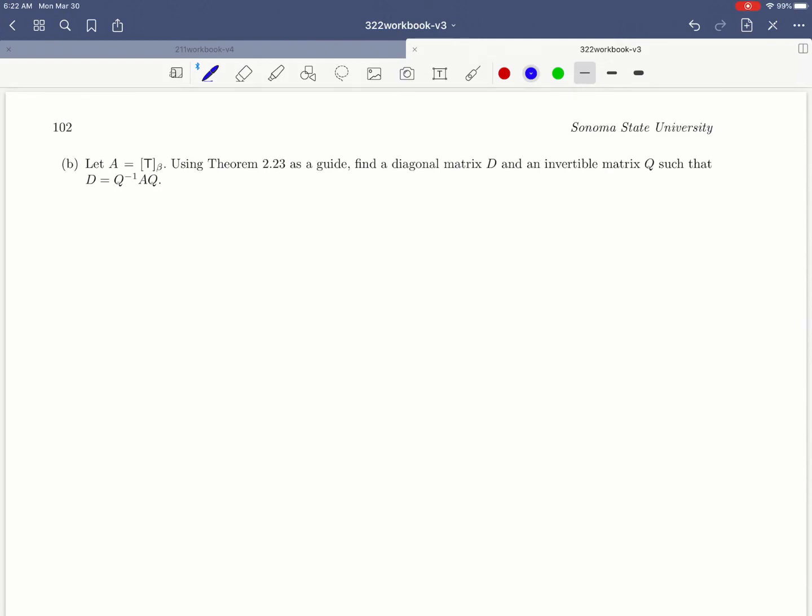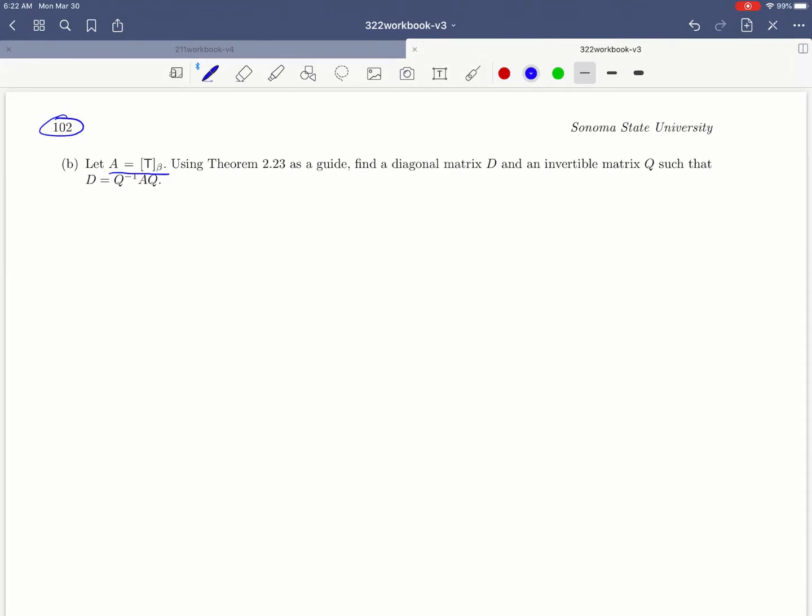Okay, welcome back. We are looking at the top of page 102, and this is the continuation of example 1 from page 101, asking us to do an additional calculation here. And just so you don't have to keep flipping pages back and forth, let me remind you of the matrix that we already found on the previous page.